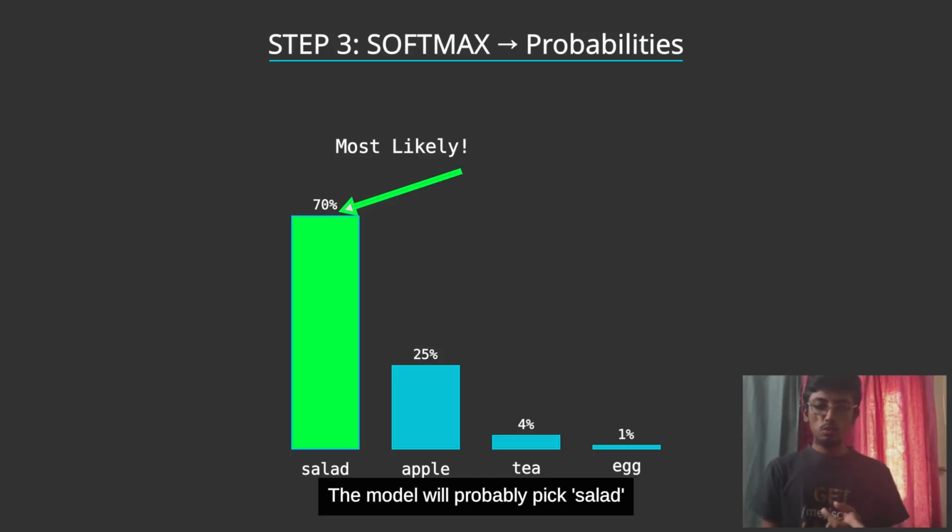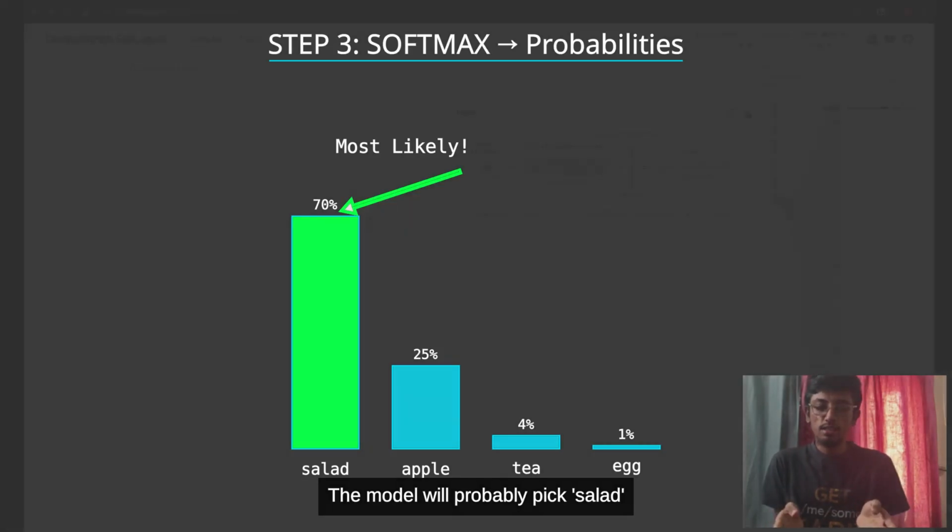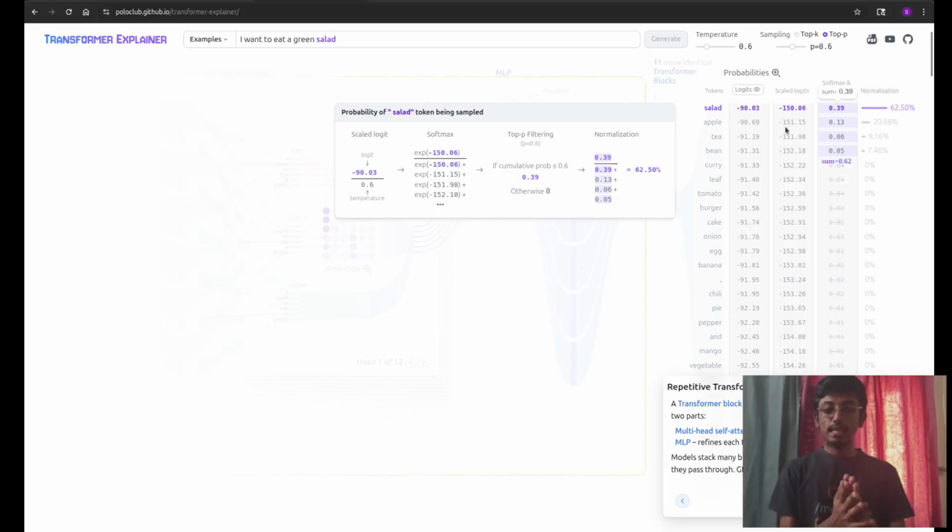Softmax does 2 things. It converts all scores to positive probabilities using exponential functions, e to the power. It exaggerates differences: big scores get bigger, small scores get crushed. After Softmax, salad gets a 70% chance, apple gets a 25% chance, tea gets a 4% chance, and egg gets literally 1%, basically negligible. This wasn't the difference that you saw in the logits. The model is now ready to pick, and most of the time it will pick salad, the highest probability token.